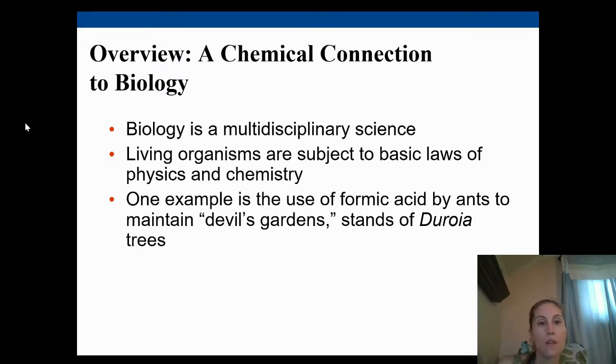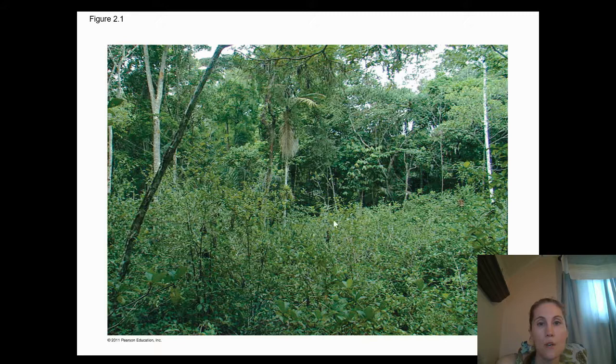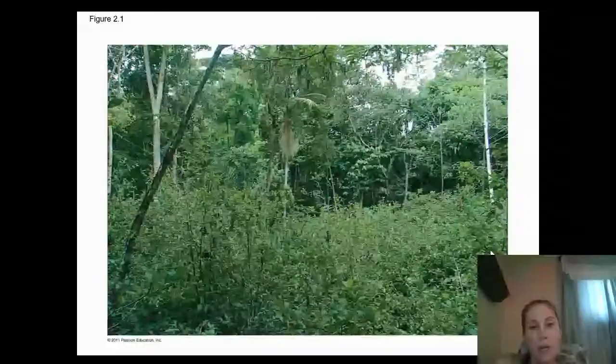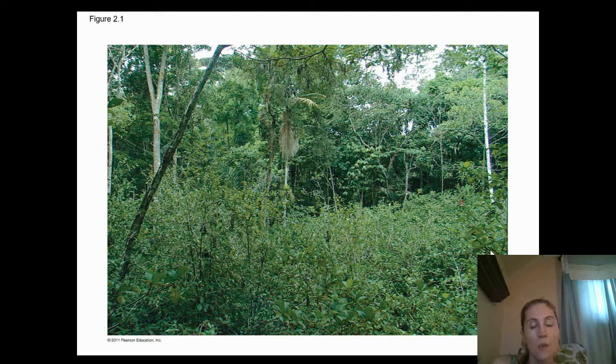All living organisms are subject to the laws of physics and chemistry, as we just said. The next slide uses an example of formic acid used by ants to maintain these devil's gardens, which are specific to these Duroia trees. There's only going to be one specific variety of plant, and the reason is that these plants have ants on them, and you would think that would be a problem for them.